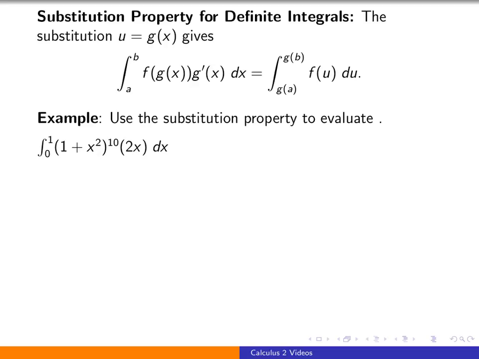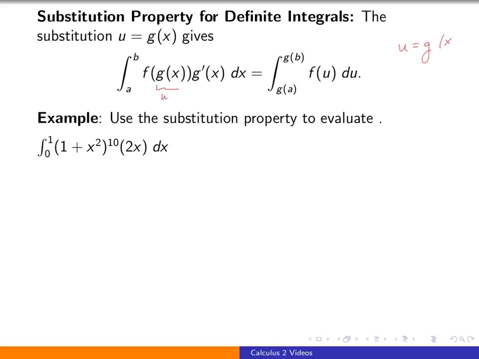In this last video, we will talk about using the substitution property to evaluate definite integrals. And the idea is going to be exactly the same to get started, except for the fact that we're going to have limits of integration to worry about. So seeing an integrand of this form, g of x inside a function, its derivative outside, this function derivative pair, we think we can use the substitution u equals g of x.